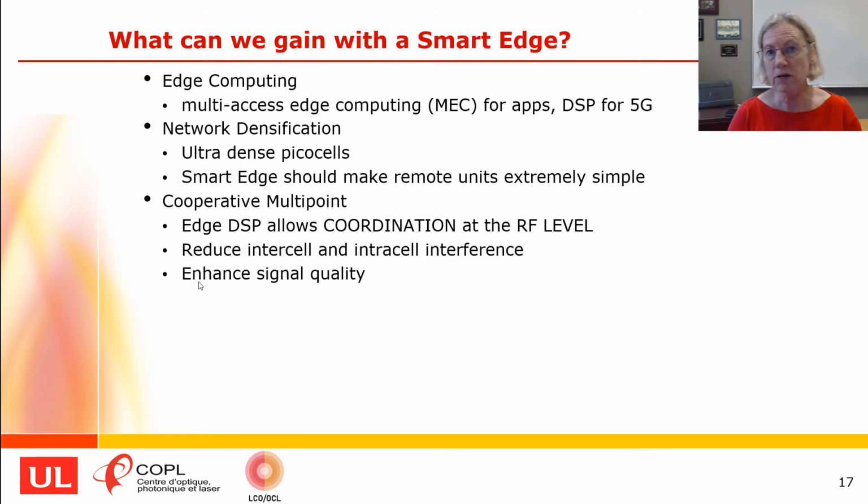And that CoMP unit I talked about, the real name is coordinated multipoint, and this allows the coordination at the RF level, which allows us to reduce the intracell and intercell interference, to enhance signal quality, and to just make everything work better for 5G.